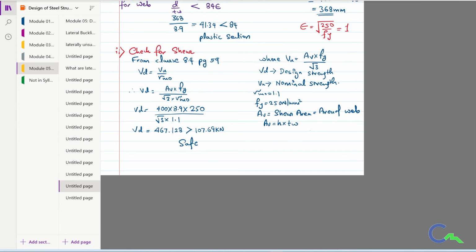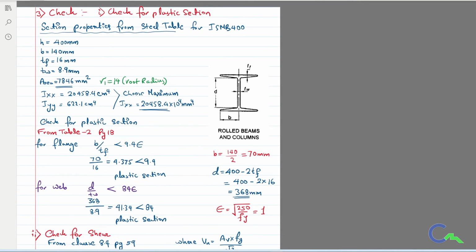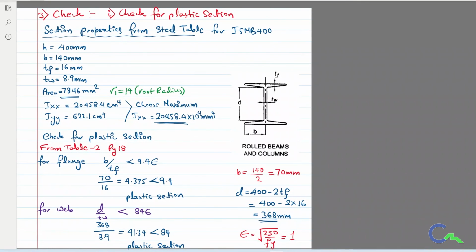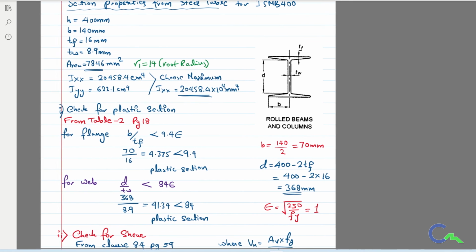After taking that section, note down all the properties. The main properties required are H, B, thickness of the flange, thickness of the web, then root radius, and IXX and IYY. If you note down the maximum I value, that is also fine. Then the next check, check number 1 that we have to do, is the check for plastic section.